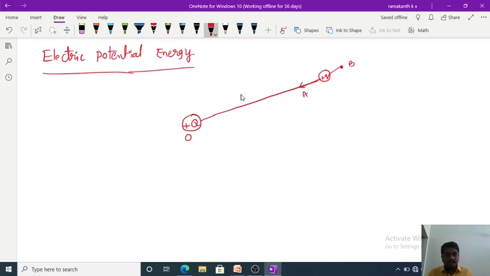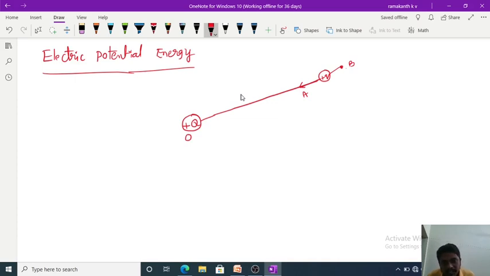Now let us move this point charge from point B to point A. Why am I moving it? I already told you that when work is done by an external force against conservative forces, whatever work is done by us will be stored in the form of potential energy. Here also we are doing work in displacing plus q from B to A, and whatever work is done by us will be stored in the form of electrostatic potential energy.